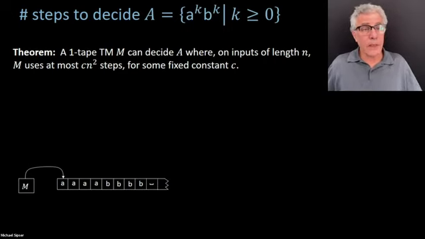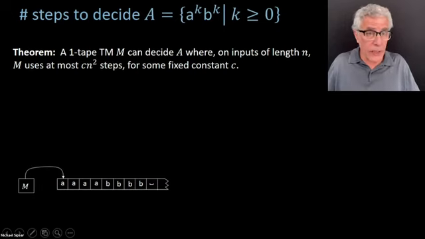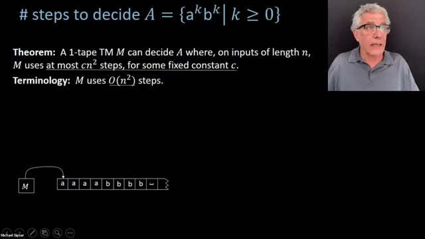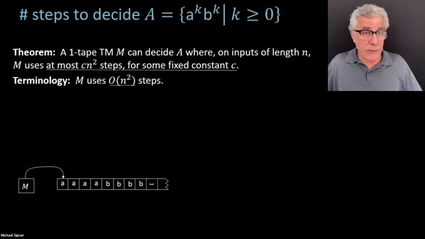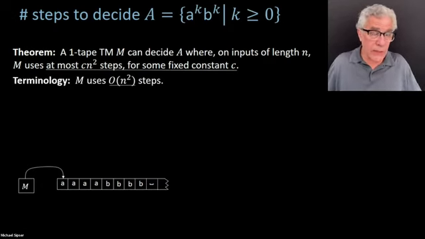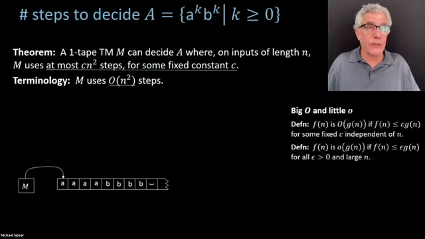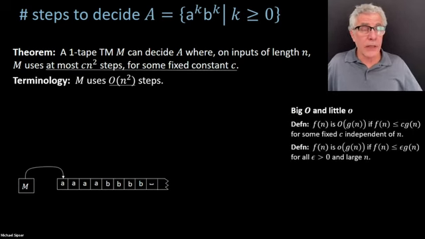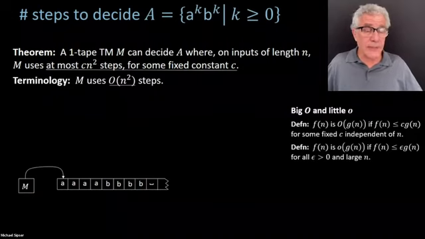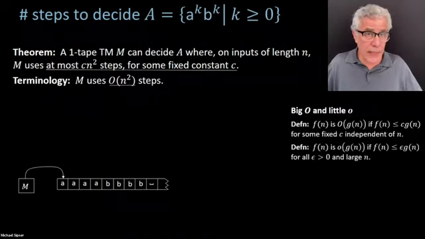Having a constant factor in the complexity is going to come up often. So instead of saying this over and over again, we're going to use a notation: M uses order n squared steps. I'm sure many of you have seen that terminology, but just to make sure we're all together on that, there is this big O and little o notation. I'm expecting you to be familiar with that.